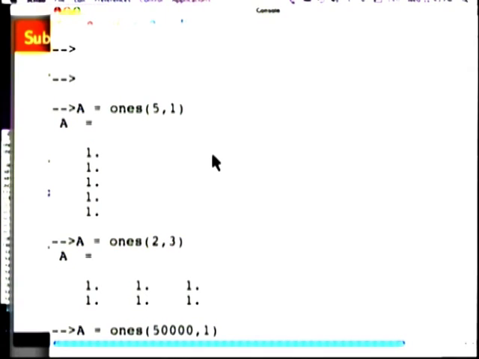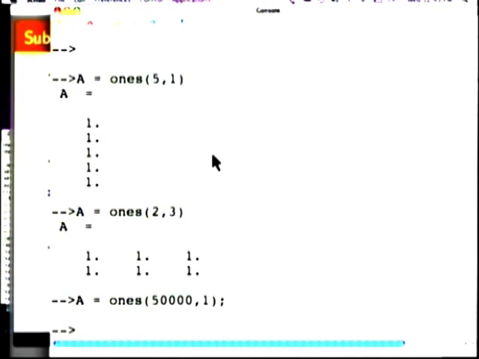Can I put a carriage return? If I put a carriage return, it would try to echo all the 50,000 values. I don't want to do this, so I put a semicolon. So it has created this vector called A.